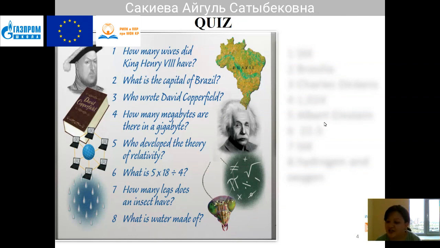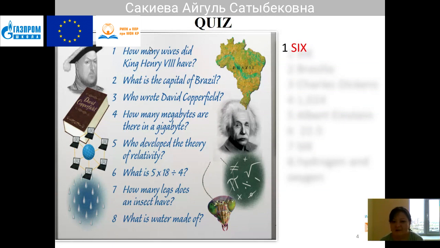Okay, let's check how well you know some subjects. This is a quiz. Look at the questions, please. How many wives did King Henry VIII have? Can you write your answer, please? 6. Okay, Sienna also gave the answer 6. Okay, let's check. Yes, guys, you're right. The answer is 6.